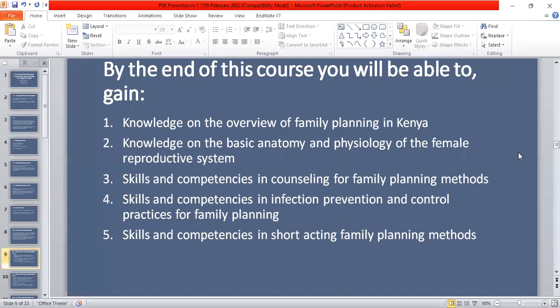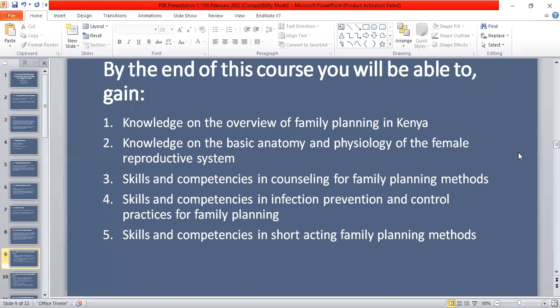Thirdly, skills and competencies in counseling for family planning methods. And this is a very, very important competency to gain, because as we're going to see later, there's a difference between counseling and advising. Counseling, ideally, allows clients and patients to talk and express themselves and guide their choice, so that at the end of the day, the client makes a very, very informed choice.